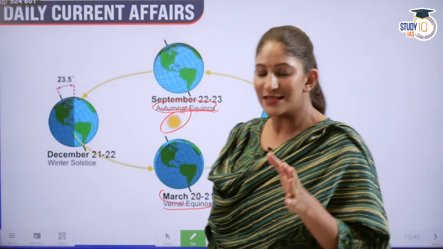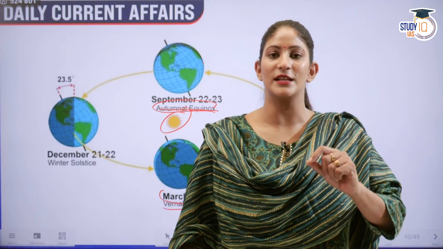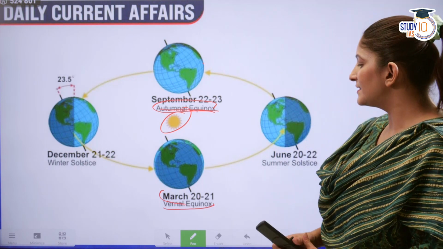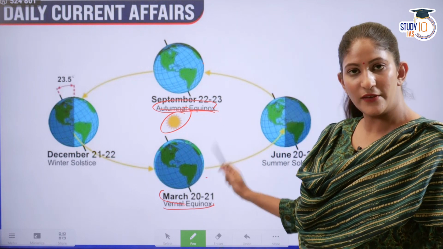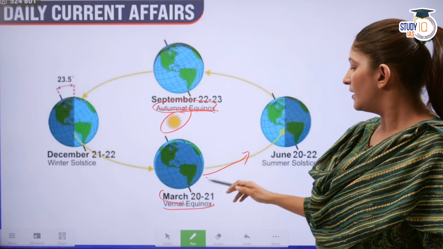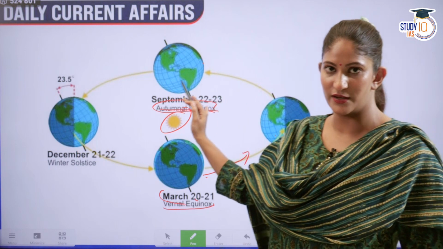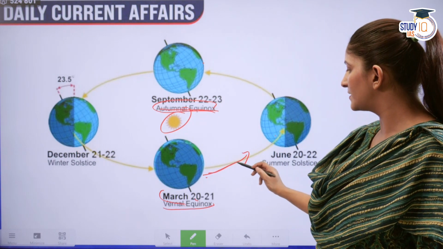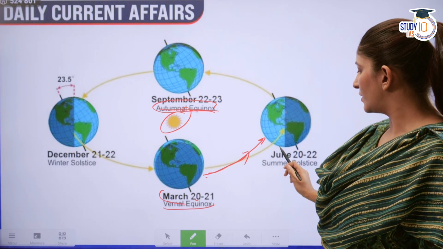And here also the sun is shining directly on the equator. When the sun shines directly on the equator, what happens? That the 24 hours are divided into equal hours of day and equal hours of night. And the earth is moving in an anti-clockwise direction. Here we have the earth, and here is the anti-clockwise revolution. Here March, here June, because we have an anti-clockwise direction, right?